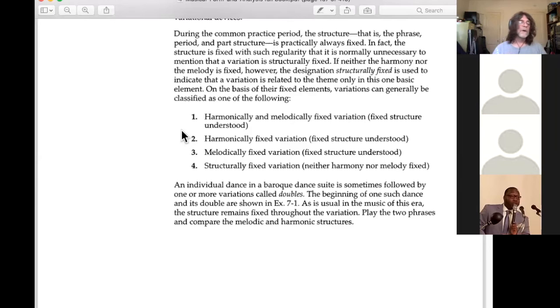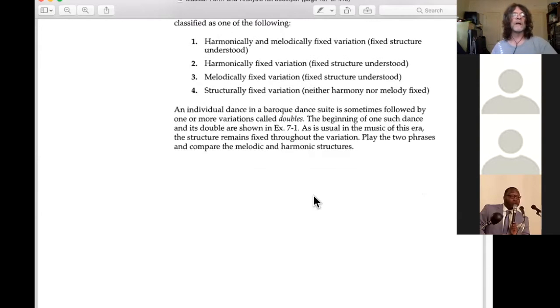All right. So we have these individual dances in the Baroque period, and they were sometimes followed by one or more variations, which they called doubles, okay? The beginning of each dance in a double is shown in example 7-1.